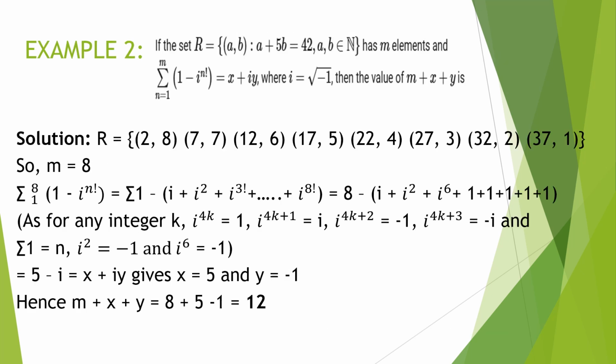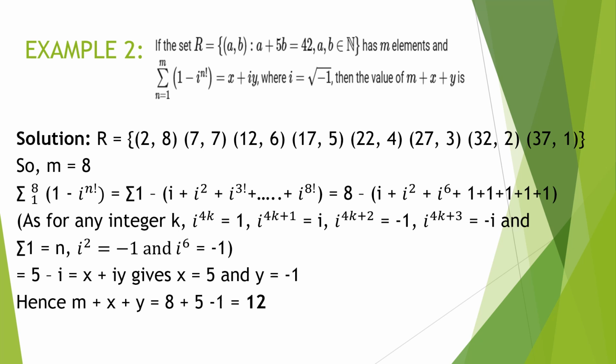Example 2. Now this is again a different type of example. If the set R consists of ordered pairs of the type (A, B) such that A plus 5B is equal to 42, where A, B are natural numbers, has m elements, and the sum of n running from 1 to m of (1 minus i) raised to n factorial is equal to x plus iy, where obviously i is root of minus 1, then find the value of m plus x plus y. Now see over here, we are given a set R which consists of ordered pairs and fulfills the condition A plus 5B is equal to 42. But remember, A and B are natural numbers, meaning 1, 2, 3, 4 and so on.